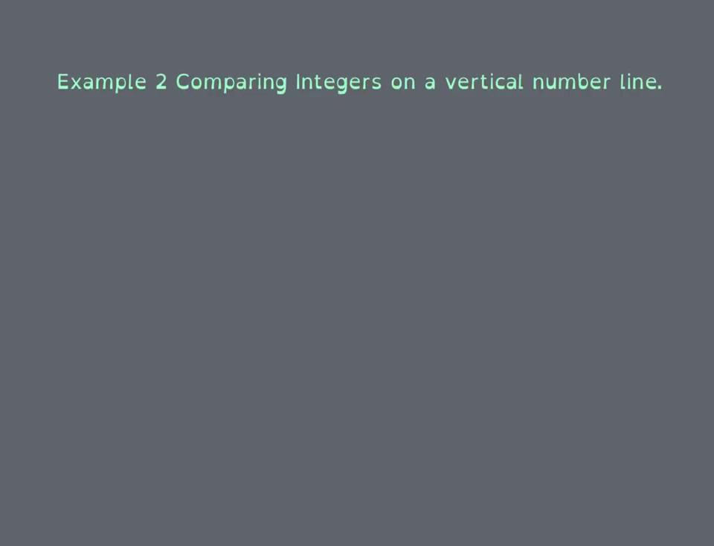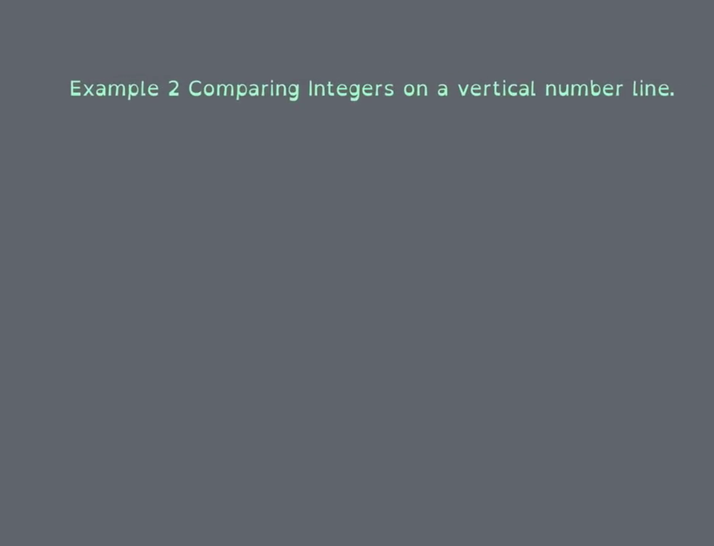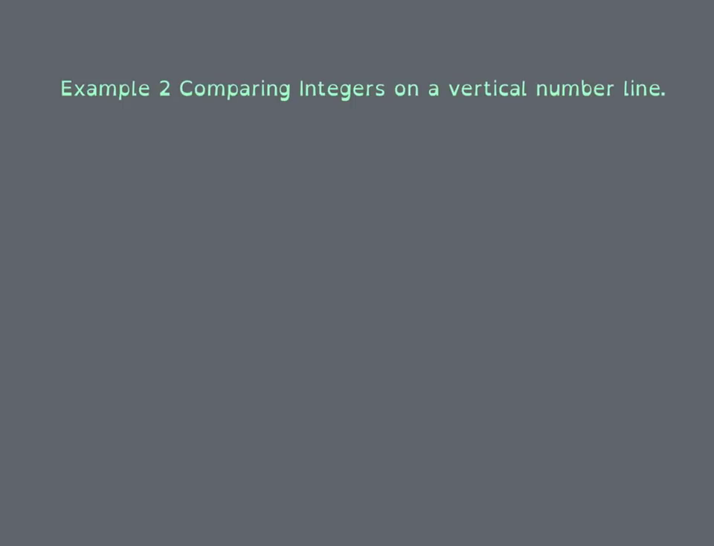All right, example 2 is comparing integers on a vertical number line. Something to keep in mind, because with example 1, we had a horizontal number line, which would go left to right, and when we have a vertical number line, it goes up and down. So you got to remember that when you're working on this one.